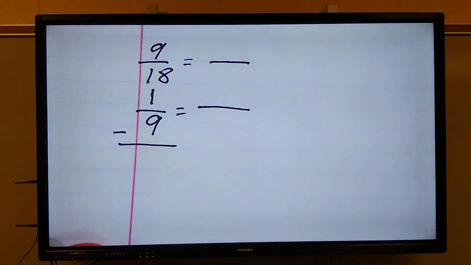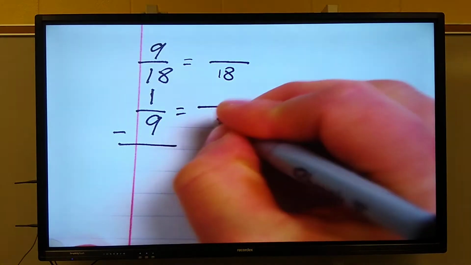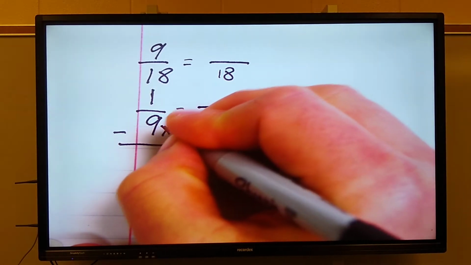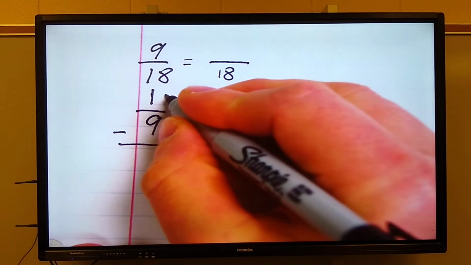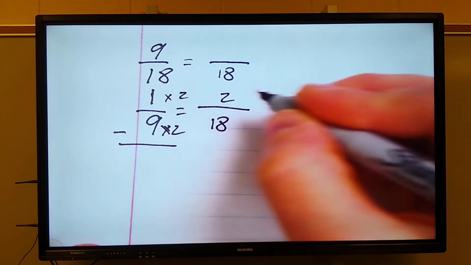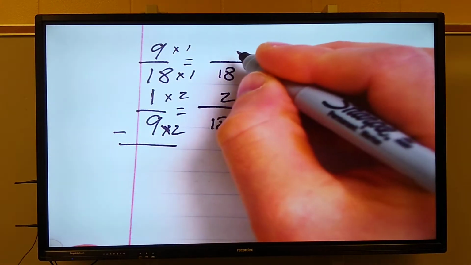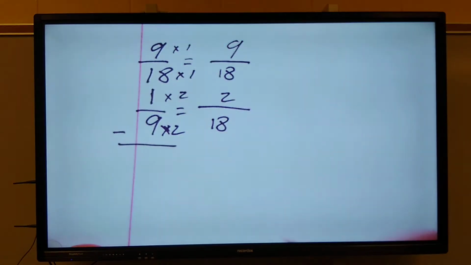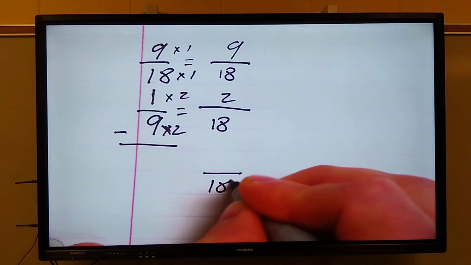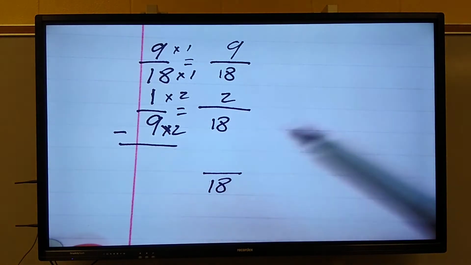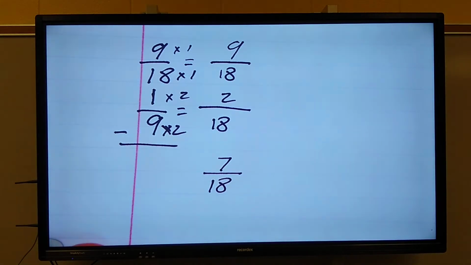The least common denominator ended up being 18. 9 times 2 is 18. 1 times 2 is 2. 18 times 1 is 18. 9 times 1 is 9. This is a subtraction problem. The denominator stays the same. 9 minus 2 is 7.